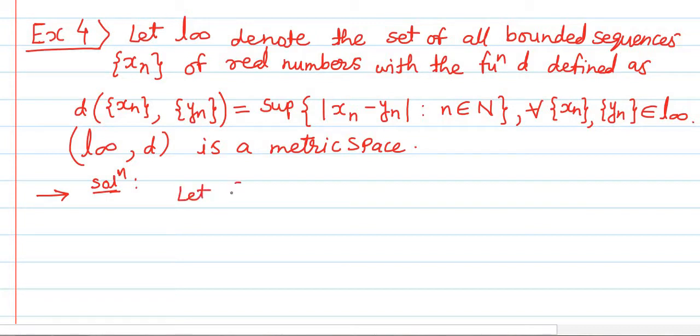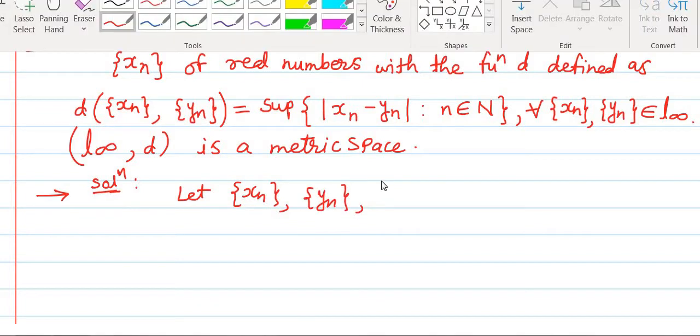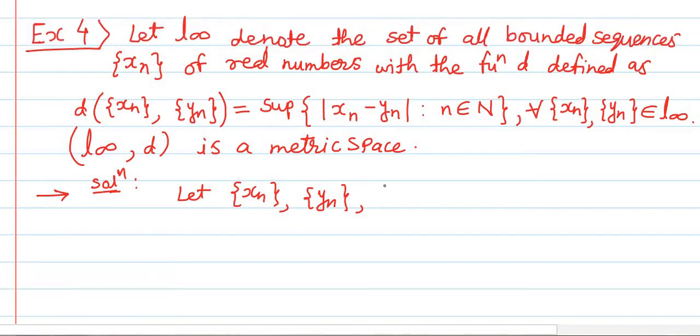So, solution. Let sequence xn, sequence yn and sequence zn be any three bounded sequences of real numbers, which means those are members of L infinity. Here L infinity denotes the set of all bounded sequences of real numbers. So we have taken three members from this set, and those are sequence xn, sequence yn and sequence zn. And d is defined, its definition is given in the question itself.